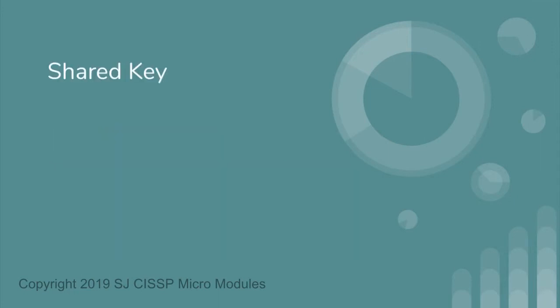Symmetric cryptography can also be called shared key or secret key cryptography. It achieves the service of confidentiality. Let's illustrate how symmetric cryptography works.